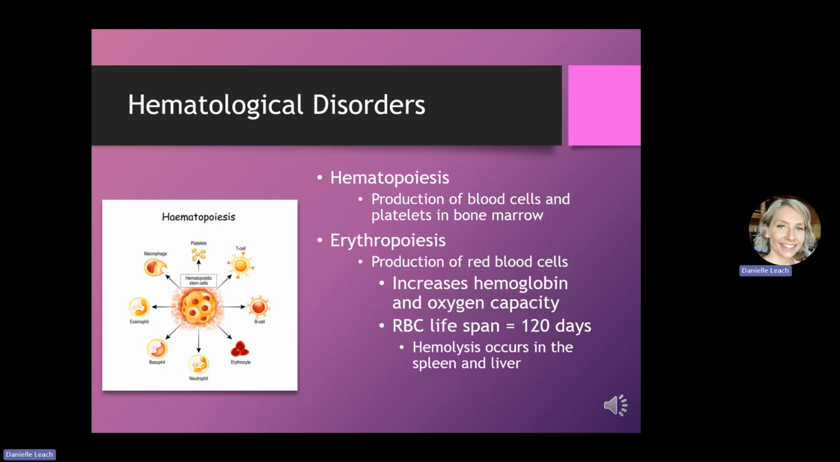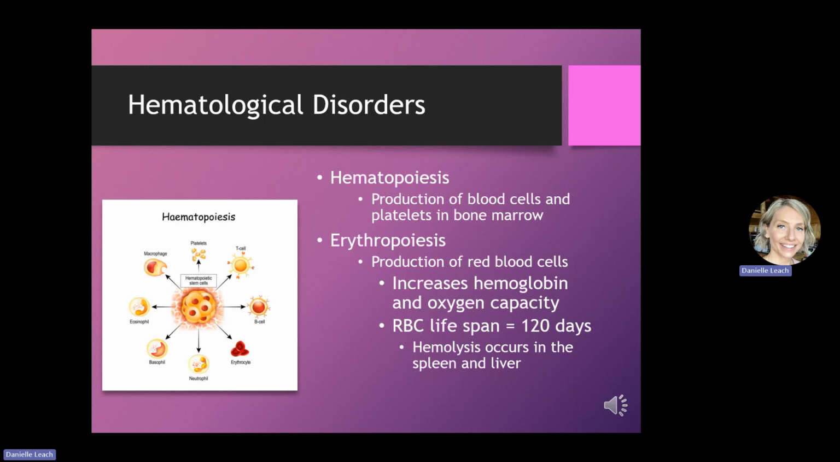Hematopoiesis is the process through which bone marrow produces blood cells and platelets. So this occurs in the bone marrow for the most part. And then erythropoiesis is the production of red blood cells using erythropoietin and iron. We all know red blood cells increase the patient's hemoglobin and oxygen carrying capacity.